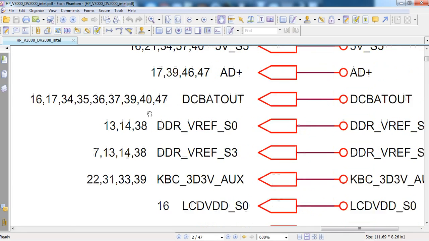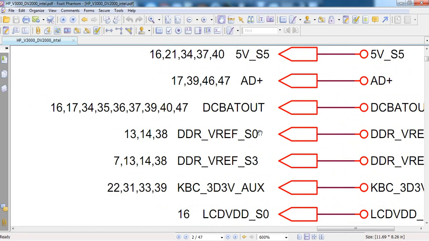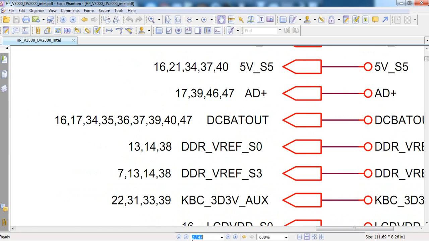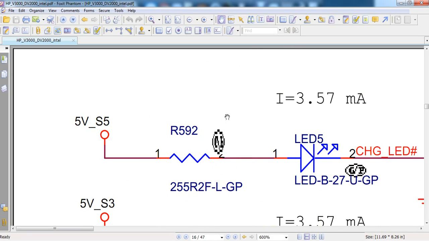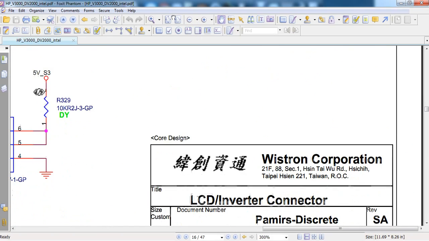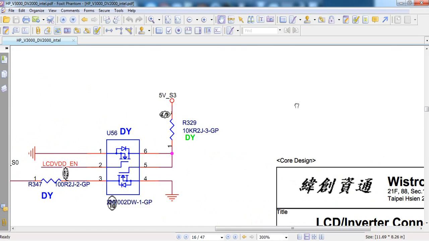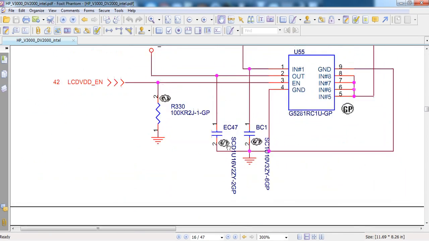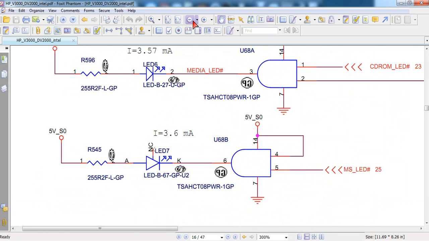Okay, if you want to see the details about this DC bat out, just type page number 16 here. Yes, page number 16, which contains the details about the LCD inverter connector. Okay, the LCD inverter requires 19 volt or 12 volt as the DC bat out signal. Let's see where it is.